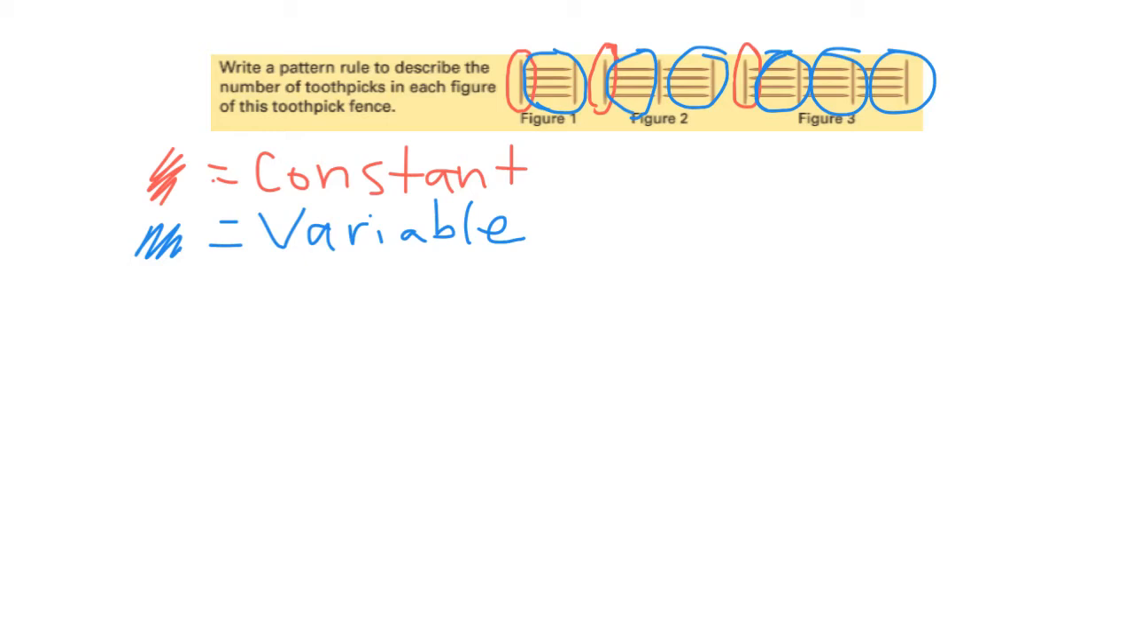So now, in order to answer this question with words, I would have to identify my variable, and then I would have to describe my pattern rule, because that's what it's asking for. It says write the pattern rule to describe the number of toothpicks in each figure of this toothpick fence. So we normally represent our variable when we're talking about patterns with the letter n. We've talked about this a little bit before. I'm actually going to do that in a different color so that it doesn't confuse you.